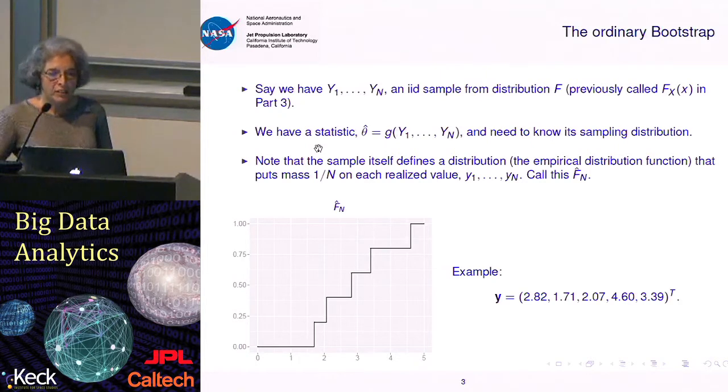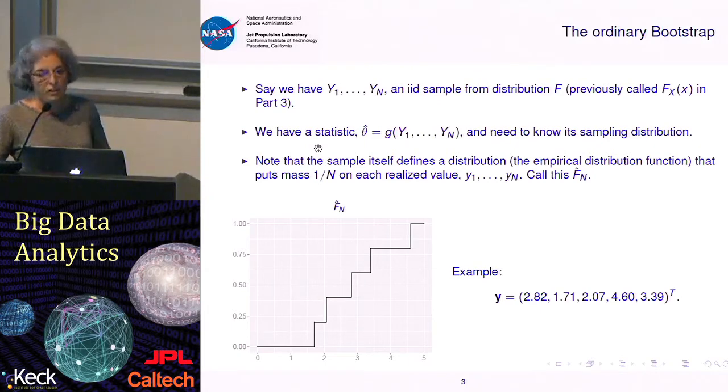So let's say we have an IID sample, y1 through yn, as we had before, from a distribution f. Earlier we called that distribution f sub x, but I'm just going to call it f now. And we have a statistic which, as before, is a function of the sample, and we want to know its sampling distribution. First thing to notice is that the sample itself actually defines a distribution. We call that the empirical distribution function of the sample that puts mass 1 over n on each of the realized values that belong to the sample.